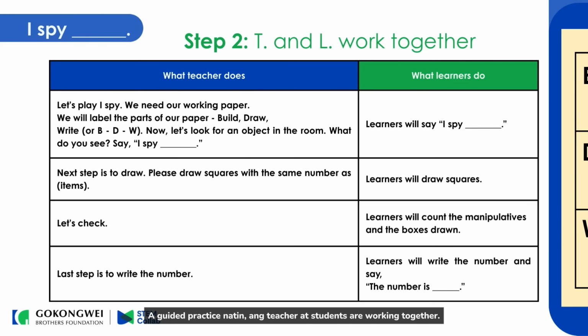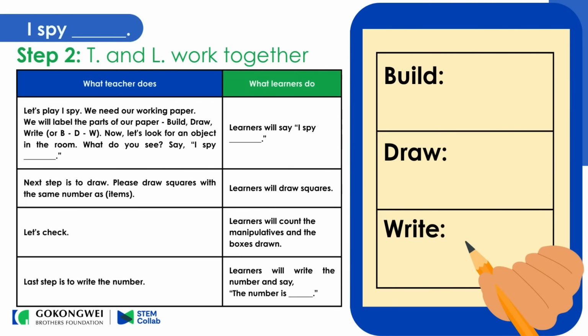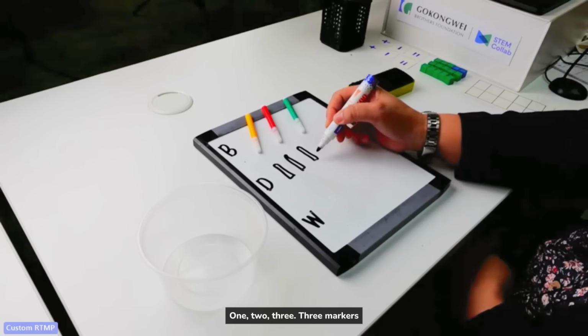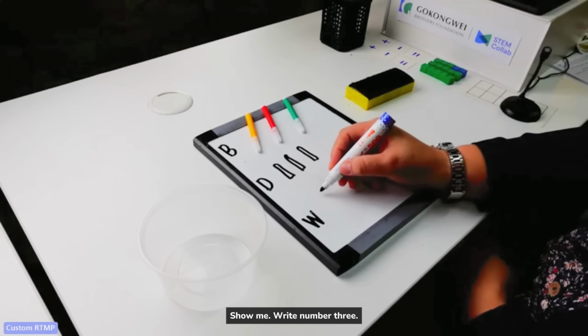Sa guided practice natin, ang teacher and students are working together. So show me, then the student will show me. 1, 2, 3. Okay, 3 markers. Can you draw it? I will draw it. 1, 2, 3. 3 markers. Show me, right? Number 3.